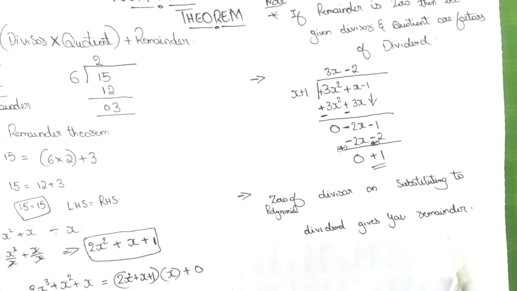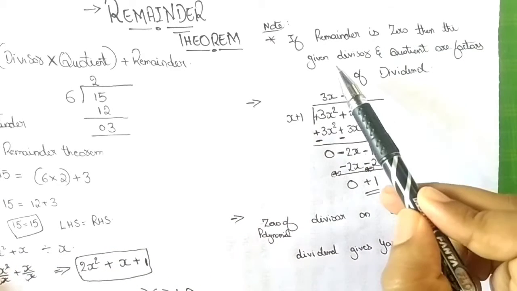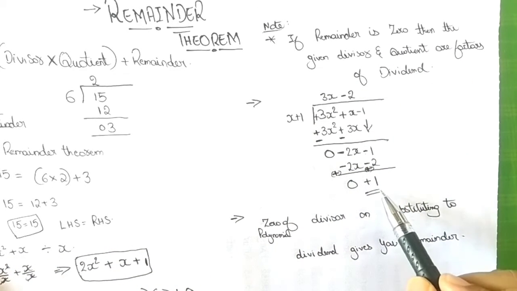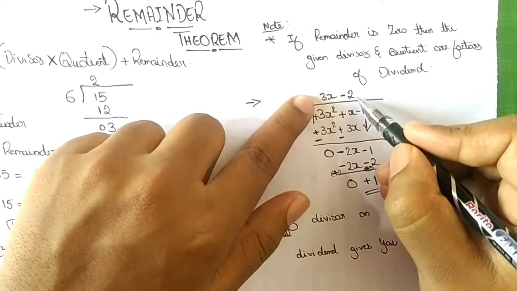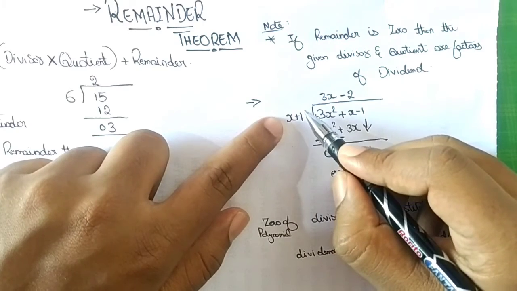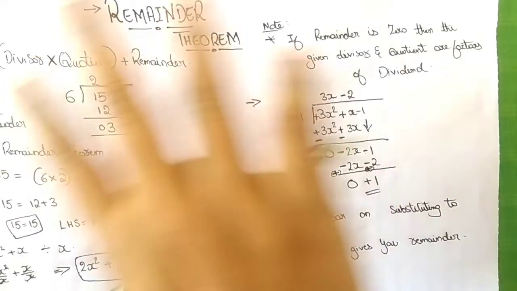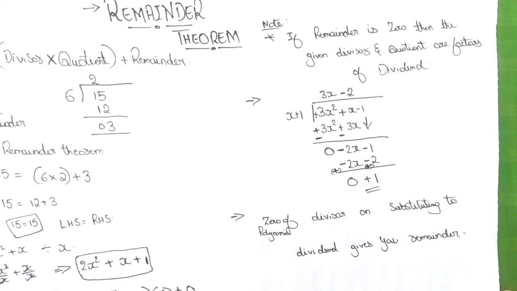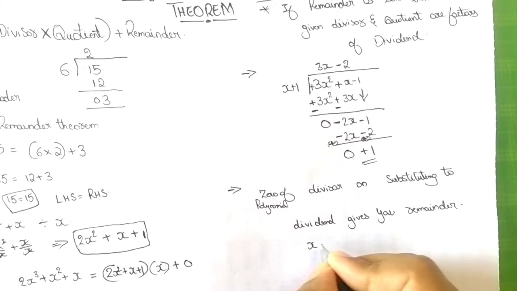Okay, see another thing. I told you that if the remainder is 0, then the given divisor and quotient are factors of the dividend. Here the remainder is not 0, it's 1. So the given divisor is not a factor of the given dividend. I hope it's clear. I have taken all the notes on the same sheet so that you should not get confused. What is this, the zero polynomial of a divisor? What is the zero polynomial? You need to equate the divisor with 0.